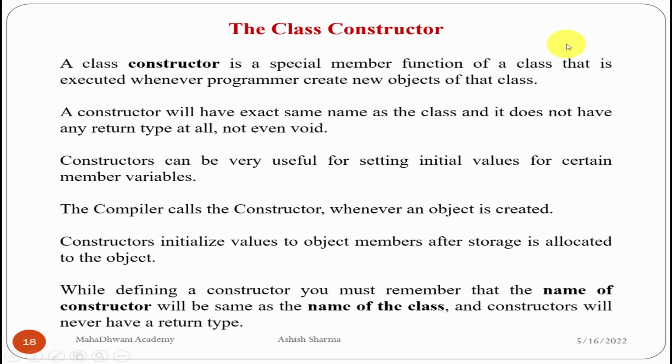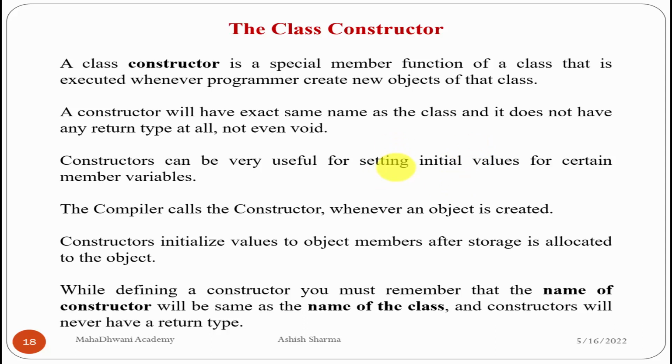The class constructor is a special member function. Why do we call it a special member function? Number 1, the constructor name will be the same as the class name. Number 2, the constructor is very useful to initialize the data members of the class. Number 3, the constructor is automatically invoked by the compiler whenever the programmer creates an object for a class. So these are the things which make the constructor special.